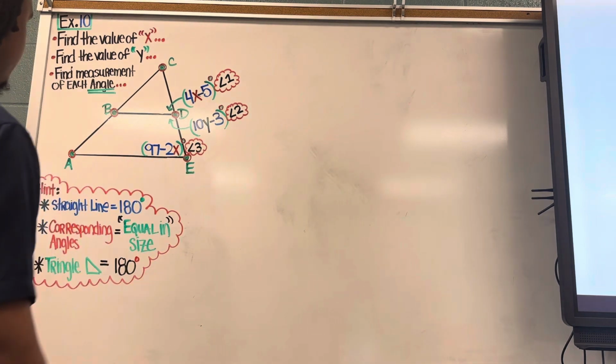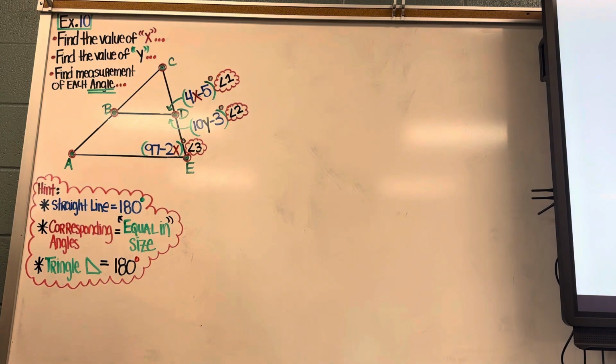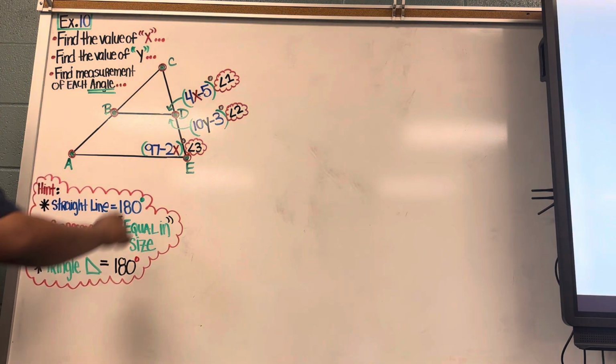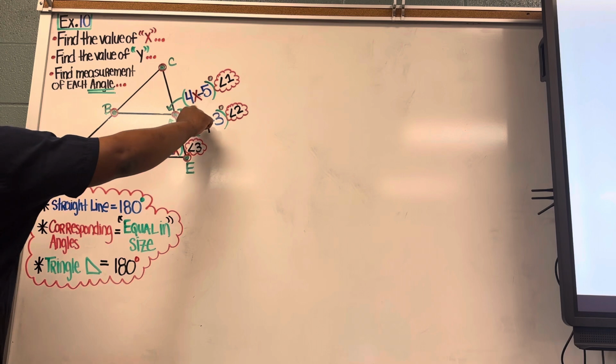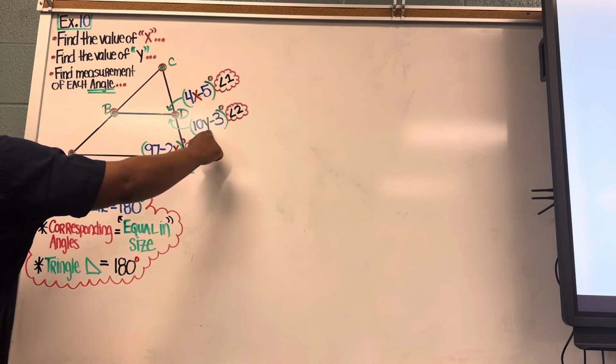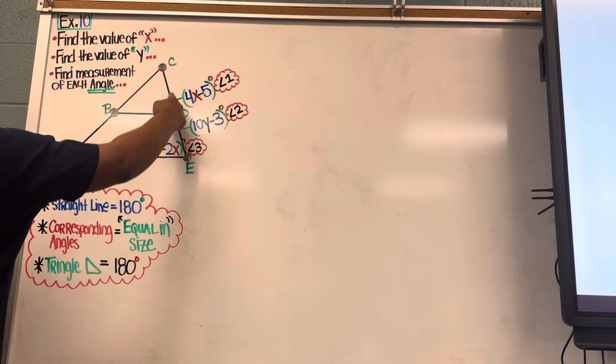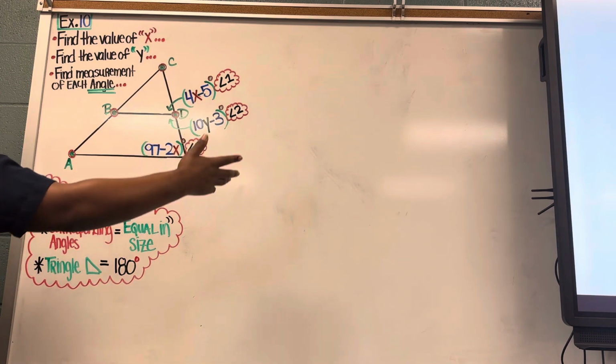Okay, now, I also created some very, very helpful hints that will help us solve this particular problem. Now remember, guys, a straight line equals 180 degrees. So two or more angles that sit on a straight line, added together, will equal 180 degrees because a straight line is 180 degrees. So these two angles right here, guys, 4x minus 5 and 10y minus 3, if you notice, they sit on this straight line, right? So these two angles added together equal 180 degrees.